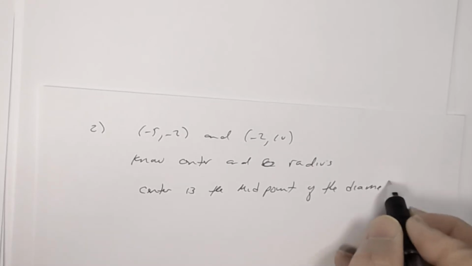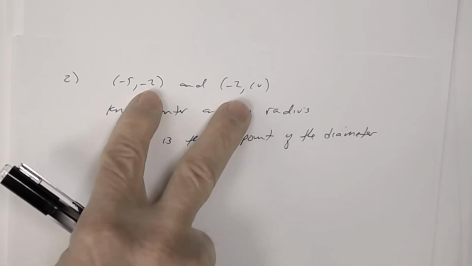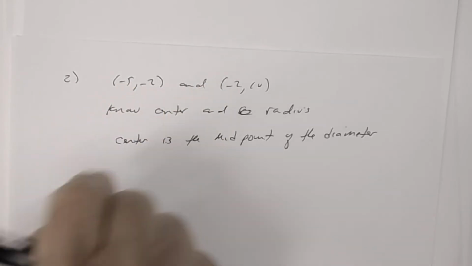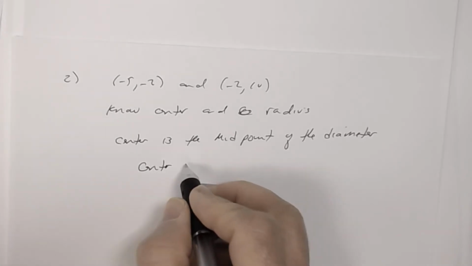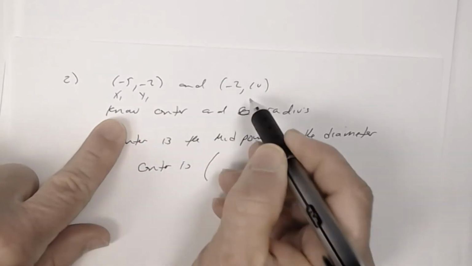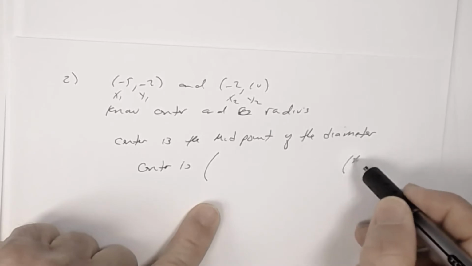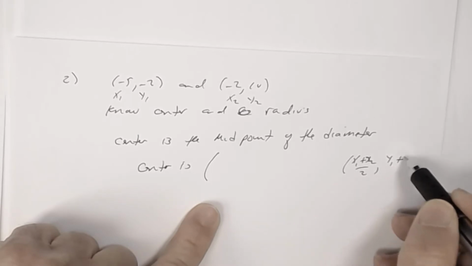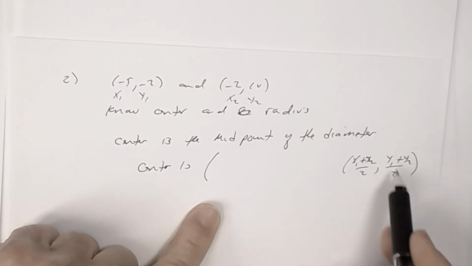Okay, so the center is the midpoint of the diameter. If these are the endpoints of the diameter, then the midpoint is just the average of the x-coordinates and the average of the y-coordinates. Remember, if you need to, go ahead and label these x1, y1, x2, y2. The midpoint formula is (x1 plus x2 divided by 2, comma, y1 plus y2 divided by 2). So you take the average of the x coordinates and the average of the y coordinates.